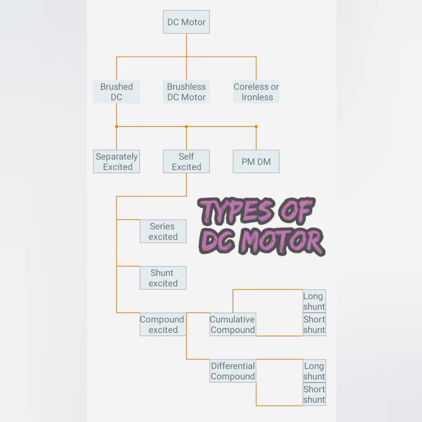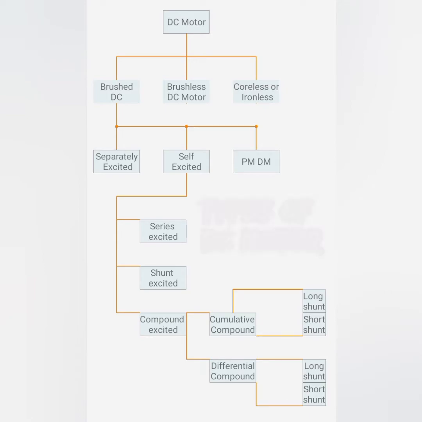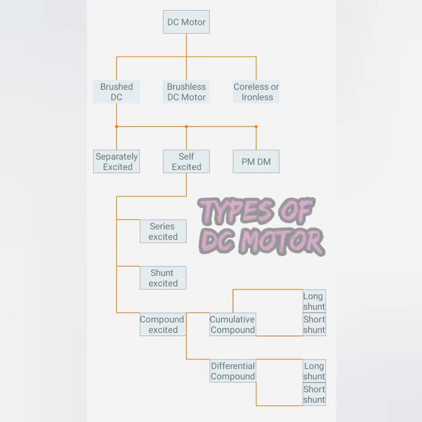Then the compound excited DC motor is further subdivided into cumulative compound and differential compound. Then the cumulative compound and differential compound are separated into long shunt and short shunt DC motors. These are the main divisions, which means the types of DC motors. In this video we are going to see about the brushless and coreless DC motors.